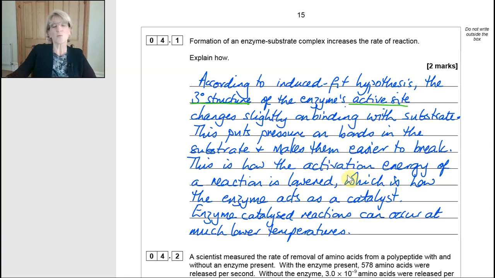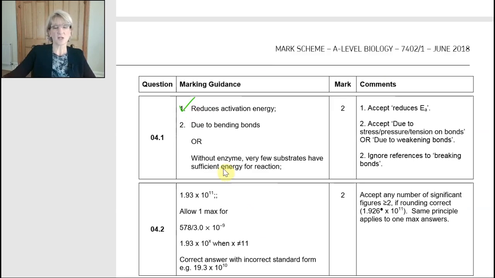And this is what lowers the activation energy of the reaction. Notice it's the activation energy of the reaction, it's not the activation energy of the enzyme. And I also wanted to put in this term here, that it acts as a catalyst. This bit here doesn't directly answer this question, so even as I was writing it, I was thinking that I was likely to be wasting time. Reduces activation energy, I talked about, due to bending bonds.